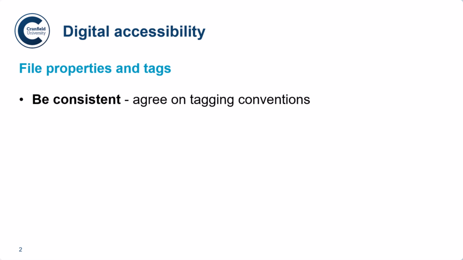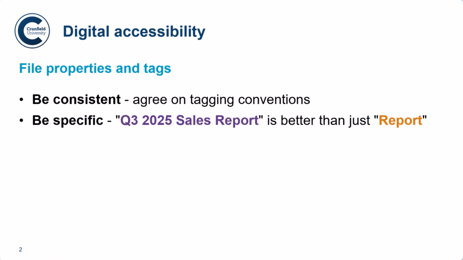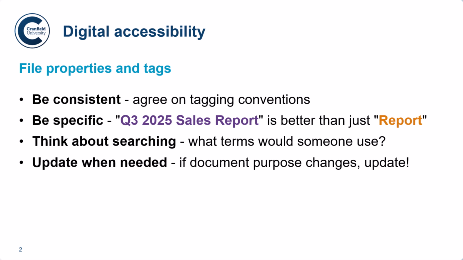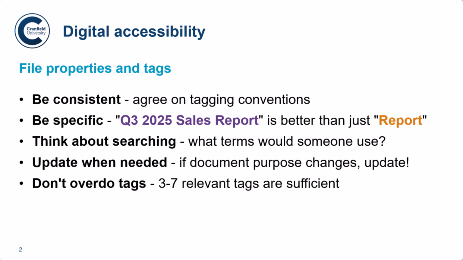Here are some best practices for file properties. Be consistent. If you work in a team, agree on tagging conventions. Be specific. Q3 2025 sales report is better than just report. Think about searching. What terms would someone use to find this file? Update when needed. If a document's purpose changes, update the properties. Don't overdo tags. 3 to 7 relevant tags are usually sufficient.